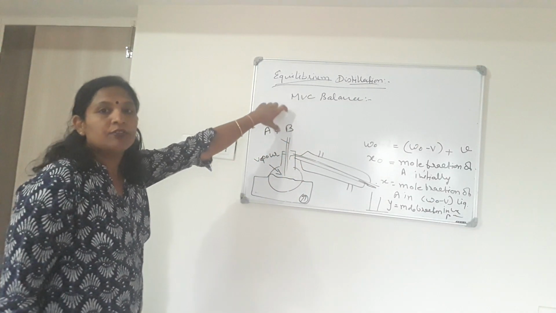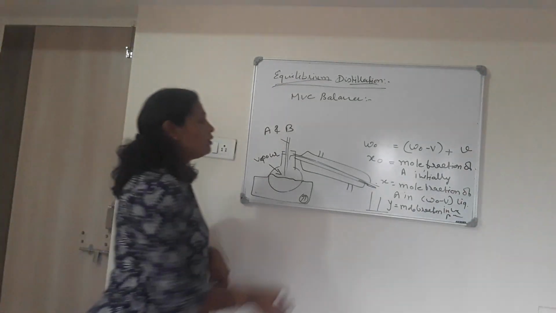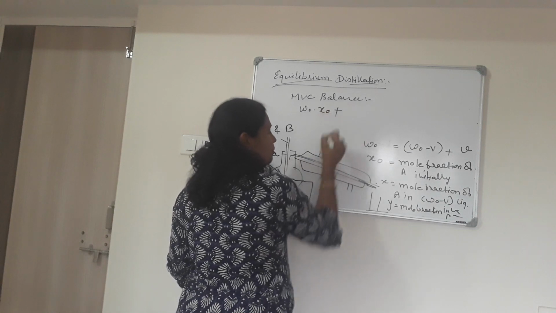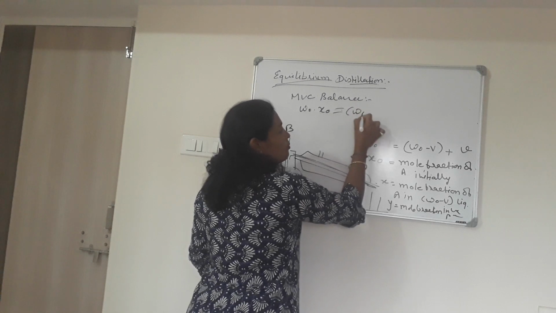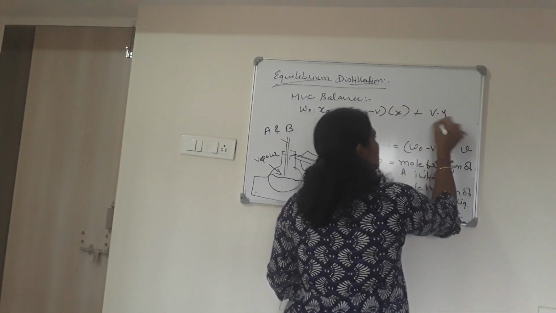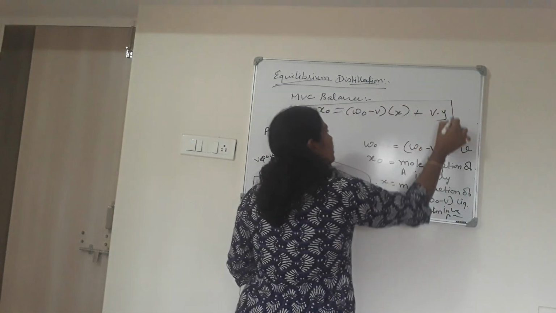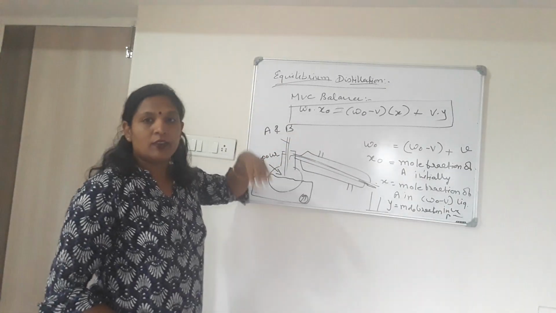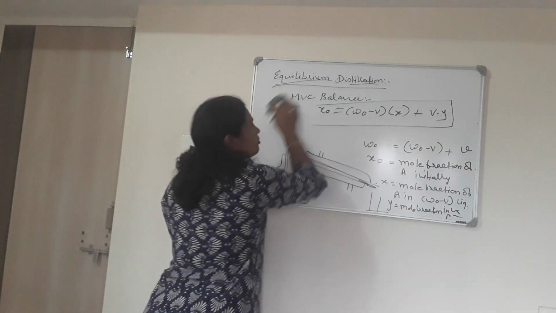See, for understanding of this, it is required that you must have an idea about material balance. So what you have to do is W0 into X0 is equal to W0 minus V into X plus V into Y. This will be the material balance equation when we are doing this equilibrium distillation. So this is the difference between Rayleigh's equation and the equilibrium distillation equation.